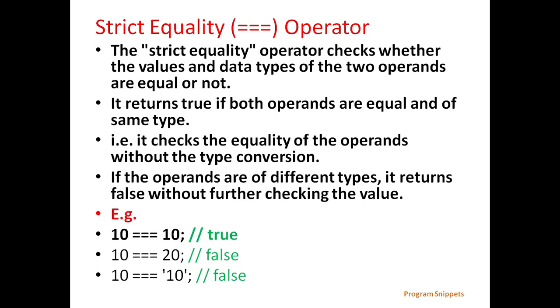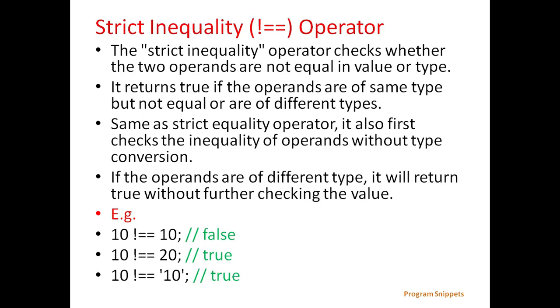For example, if we compare 10 === 10 with the strict equality operator, it will return true. If we compare 10 === 20, it will return false. And if we compare integer 10 with string 10, it will also return false. Next is the strict inequality operator.